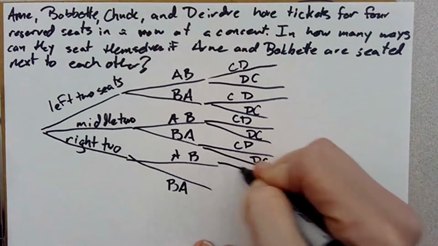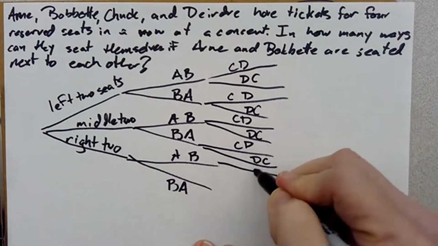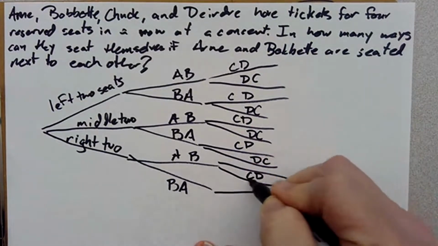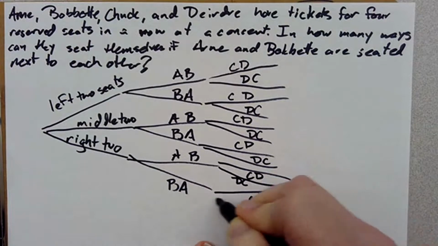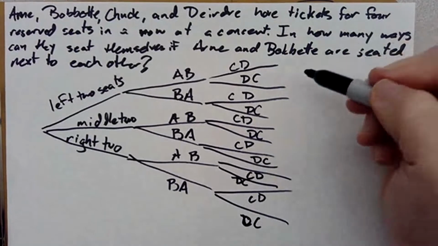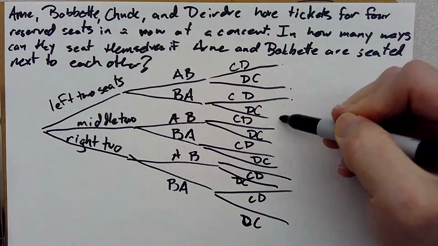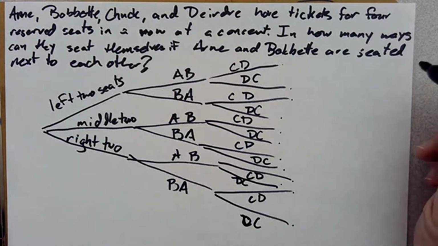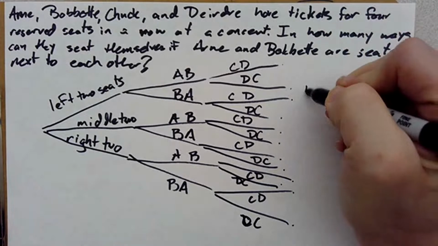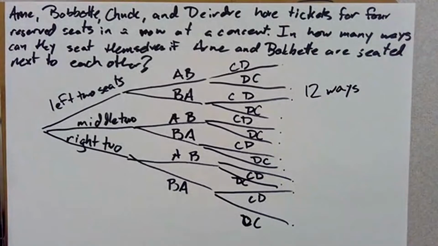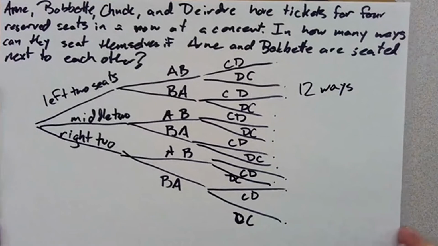I really need to make my tree diagrams with more space between the branches, but I always forget. Okay, but once we've done that, we can see there are 1, 2, 3, 4, 5, 6, 7, 8, 9, 10, 11, 12 ways for them to sit. And we don't have to state exactly what those ways are. We could if we wanted to, but we don't have to, so let's not bother.